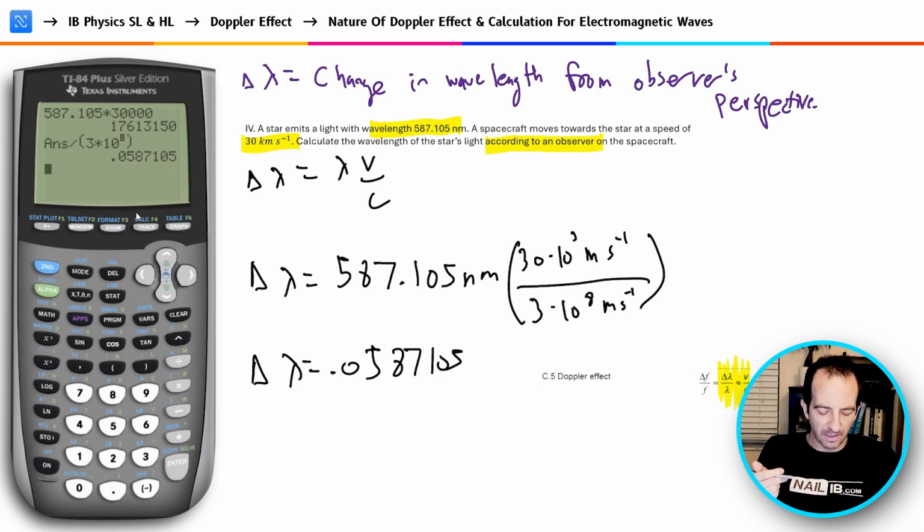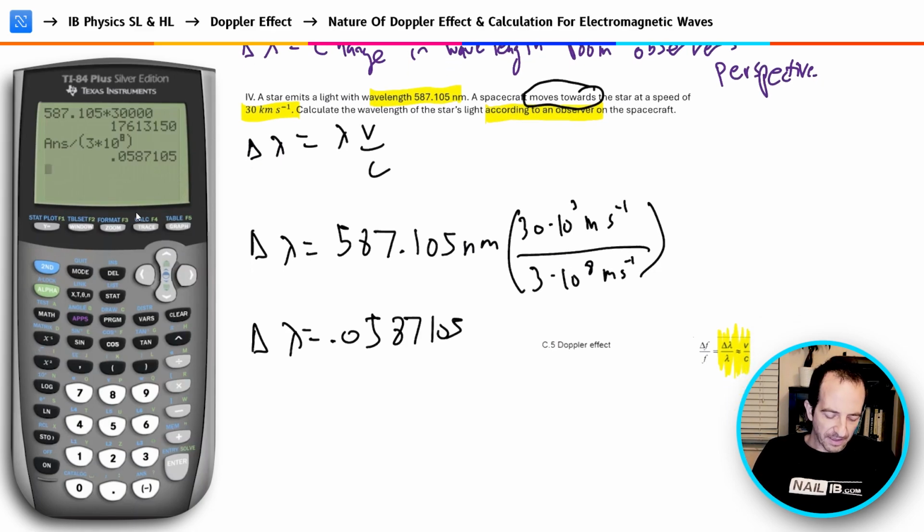And the question is, is that change going to be subtracted from the wavelength or should it be added? So the key here is it's moving towards the star, right? So the person is moving towards the star, which leads to the wavelength being squeezed together. It's observing the wave crests at a smaller period, at an increased frequency, corresponding to a smaller wavelength. So to get my final answer here, I could subtract this from the wavelength.